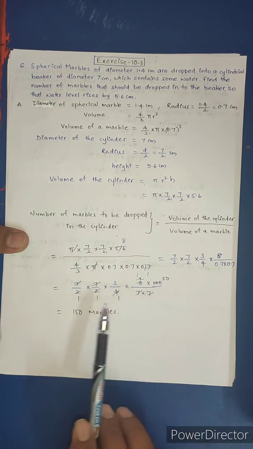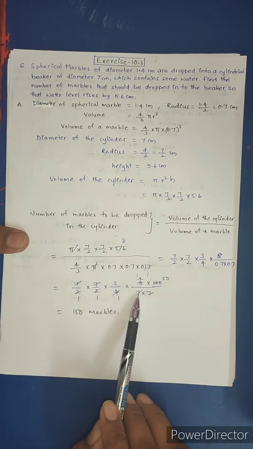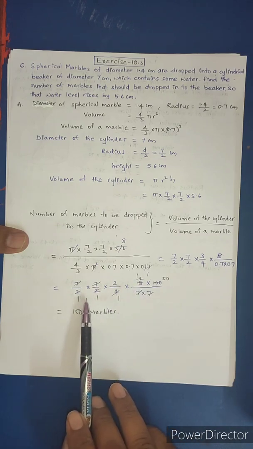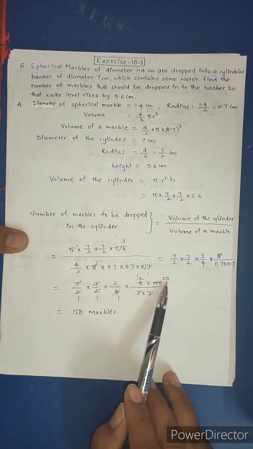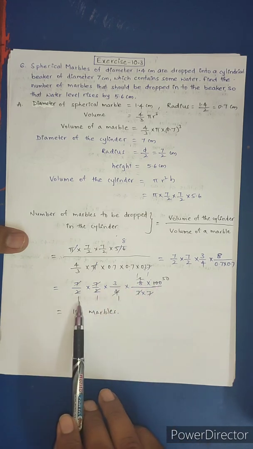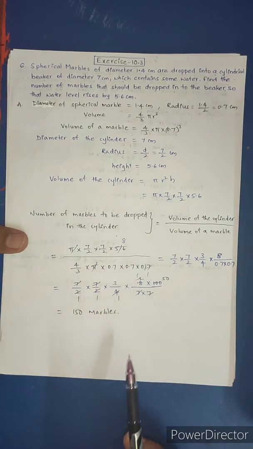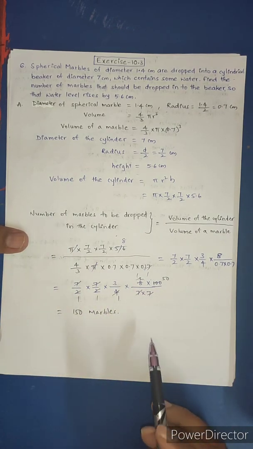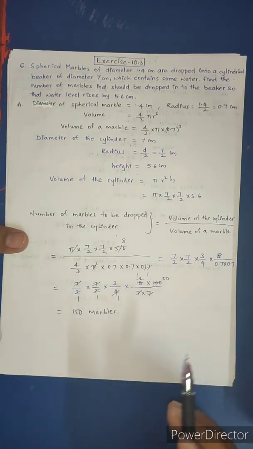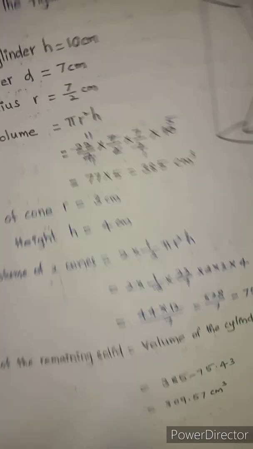Now 7, 7 get cancelled. 2 1 is 2. 7, 7, 7, 7 get cancelled. 4 1 is 4, 4 2s are 8. These two get cancelled, 2 1 is 2. 2 50s are 100. Now in the numerator place 3 and 50 remaining, denominator place only 1. 3 50s are 150. How many marbles are needed to drop in the beaker to increase the height of the water by 5.6 centimeter? It means 150 marbles. I hope you understood this problem.